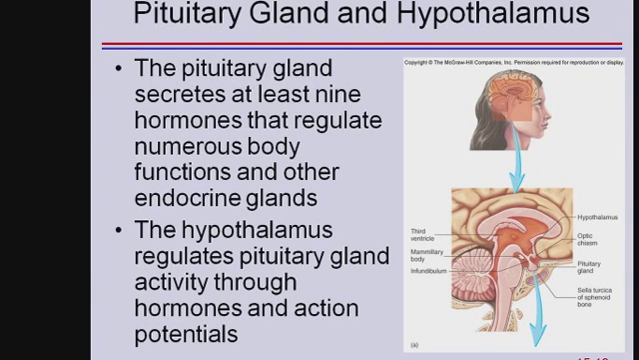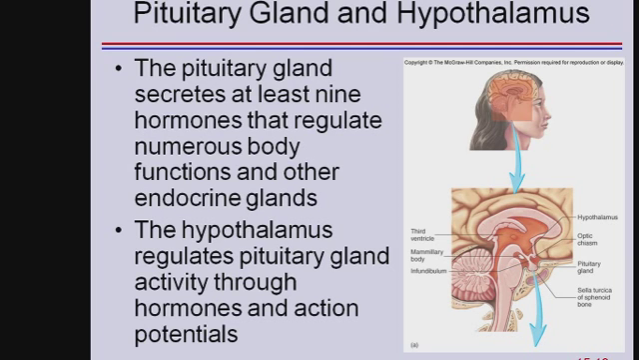Alright, we're back. Talking about the pituitary gland and the hypothalamus. Like I said, the pituitary produces a lot of things, but the hypothalamus actually regulates the pituitary gland activity. It regulates it through hormones and action potentials.